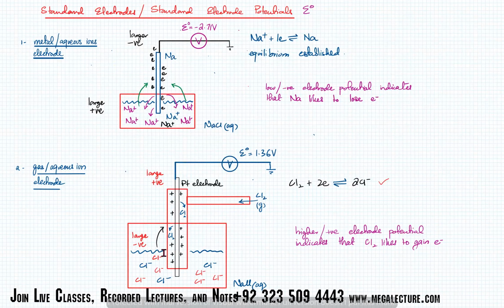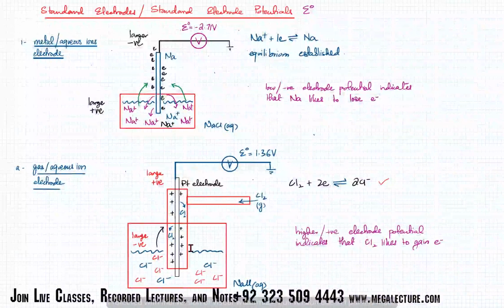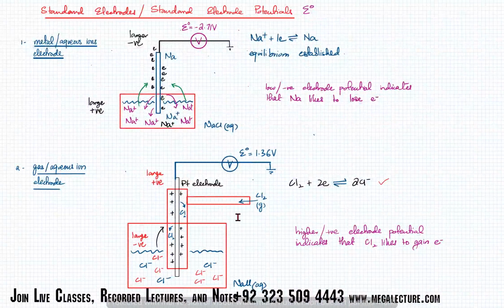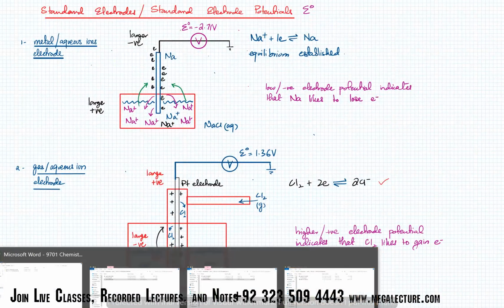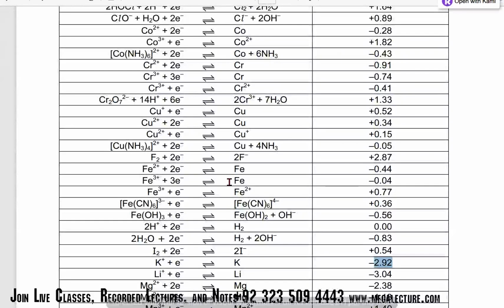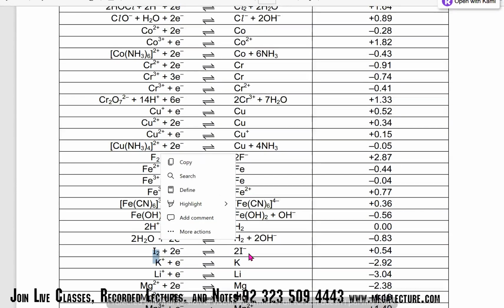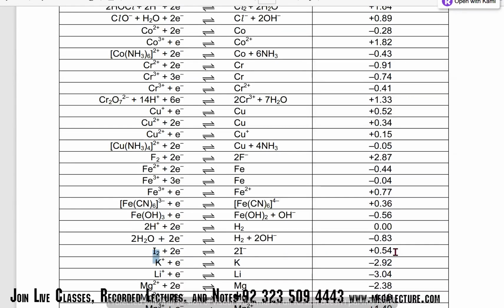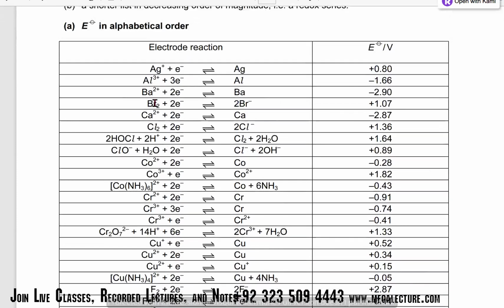If you had iodine, iodine does not have that higher potential. Iodine isn't even a gas, so you're not going to use this electrode. So you can have a look over here. Fluorine's got the greatest tendency to gain electrons. That's plus 2.87. Iodine, this one is iodine. That's slightly lower. That's 0.54. Bromine would be somewhere in the middle. You've got bromine over here. That's 1.07.